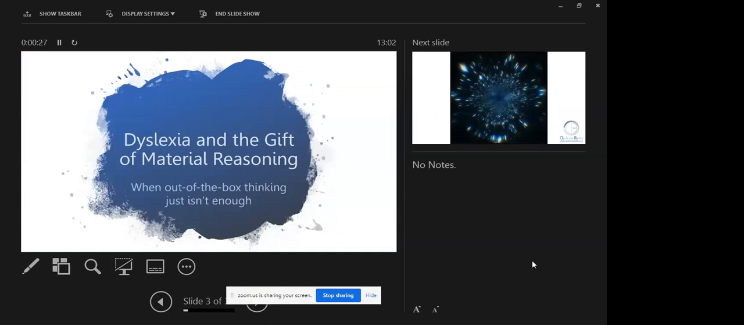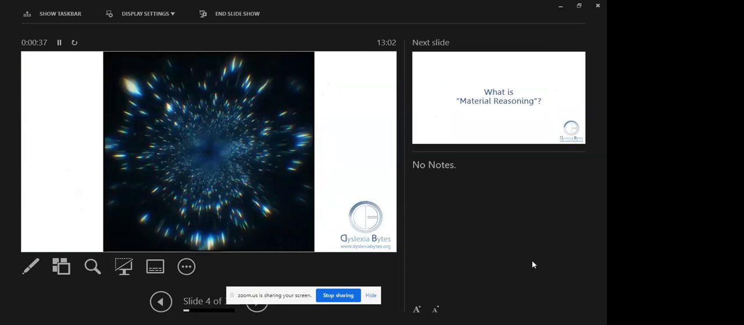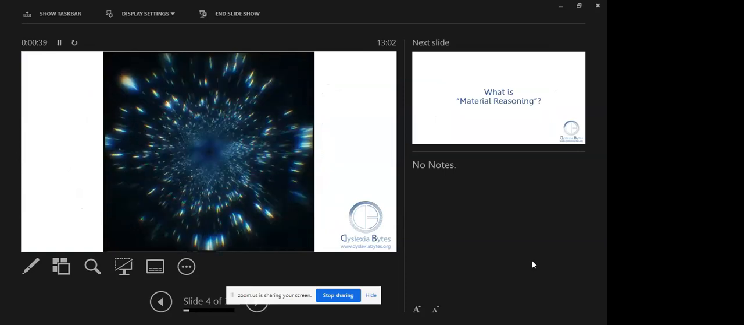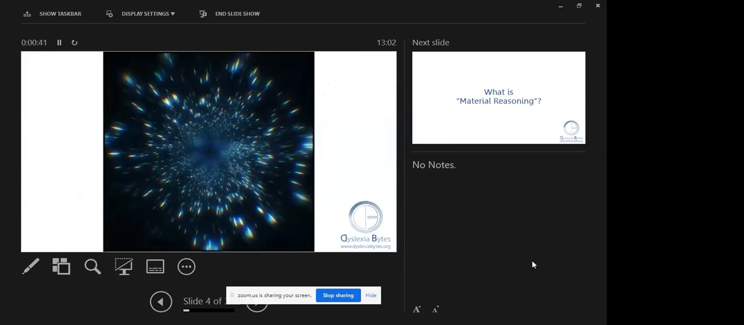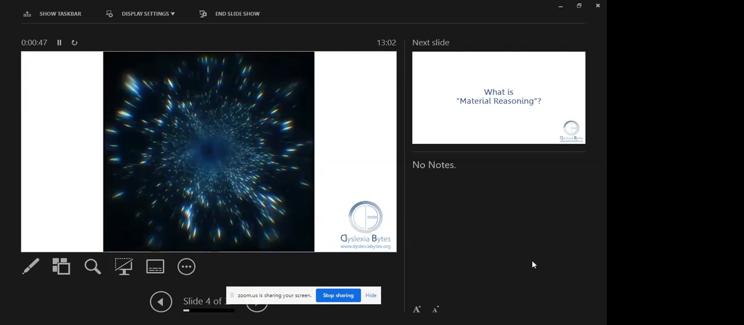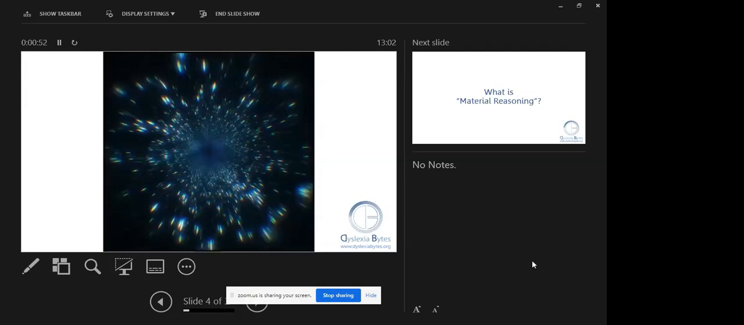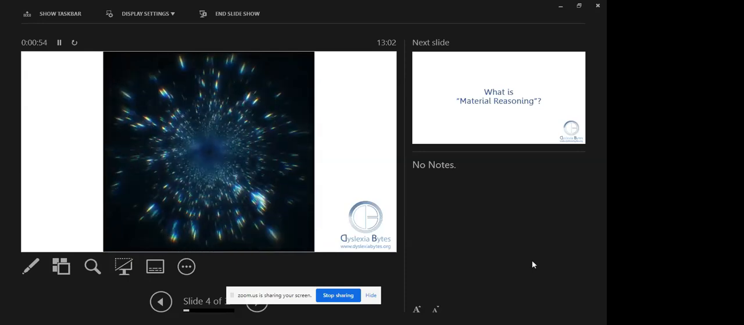Okay, so what do we mean by that? Well, let's just introduce what material reasoning might be. I'd like you to do me a favor, and imagine something. Imagine, if you can, that you are sitting on a beam of light. And as you're sitting on this beam of light, look all around you and ask yourself, what can you see? Can you see the other light particles, light waves, or light beams? And if you can, what are they doing?